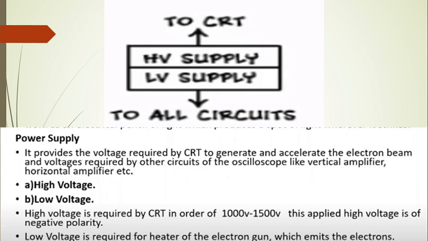Now high voltage is required by the CRT in the order of 1000 volts to 1500 volts. This applied high voltage is of negative polarity. Low voltage is required for the heater of the electron gun, which emits the electrons.